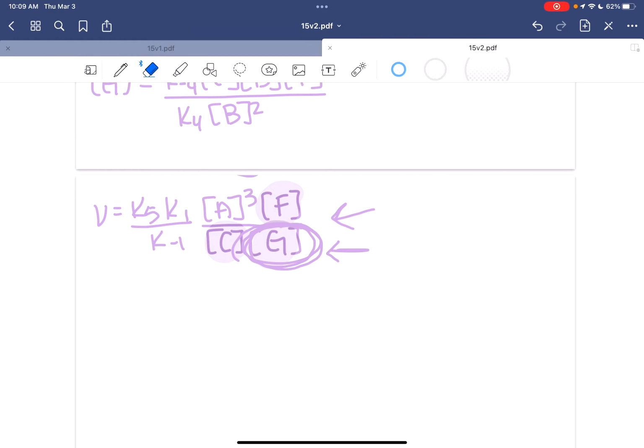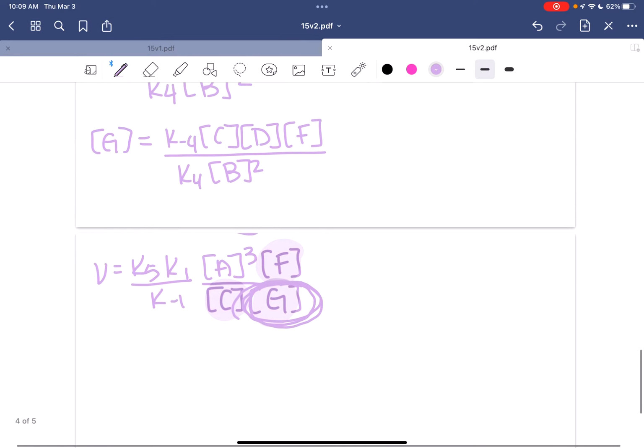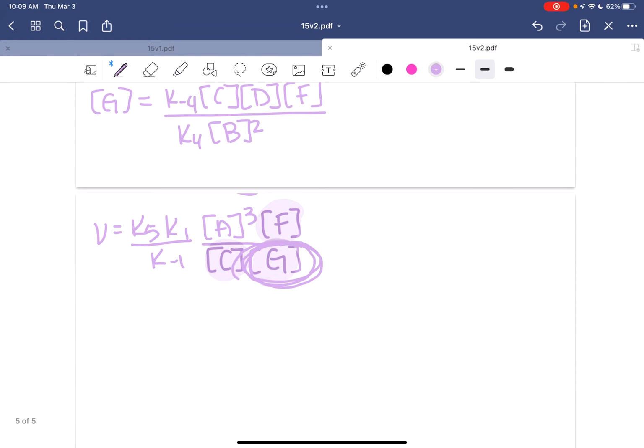There we go, and I'll get rid of this extra stuff. So we're still substituting in for G. So now we have our rate law is equal to everything that was already there, all of these rate constants, times the concentration of A cubed. We still have F. We still have it divided by C.